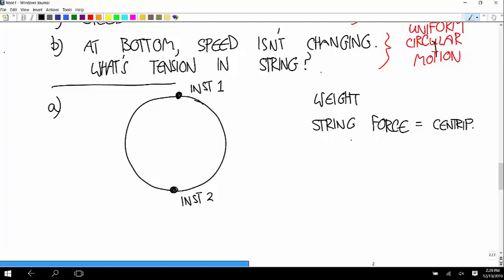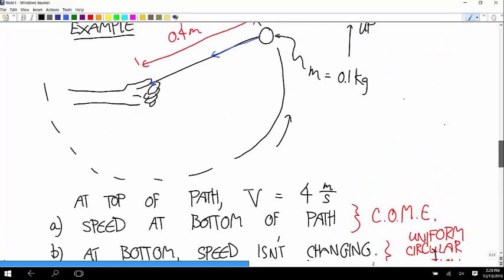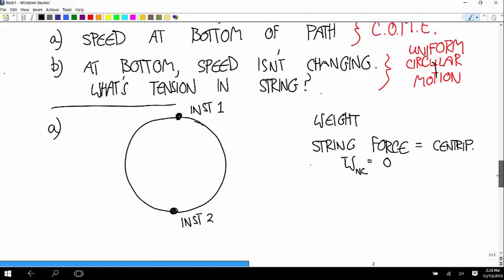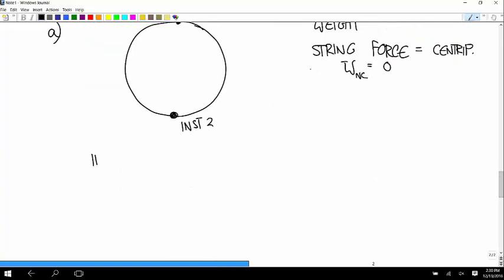Yes, exactly. At every instant, the velocity is tangent to that circle, and the string force is toward the center of the circle. So they're perpendicular. Okay, so now we can set it up. Instant 1 is at the top. Instant 2 is at the bottom.